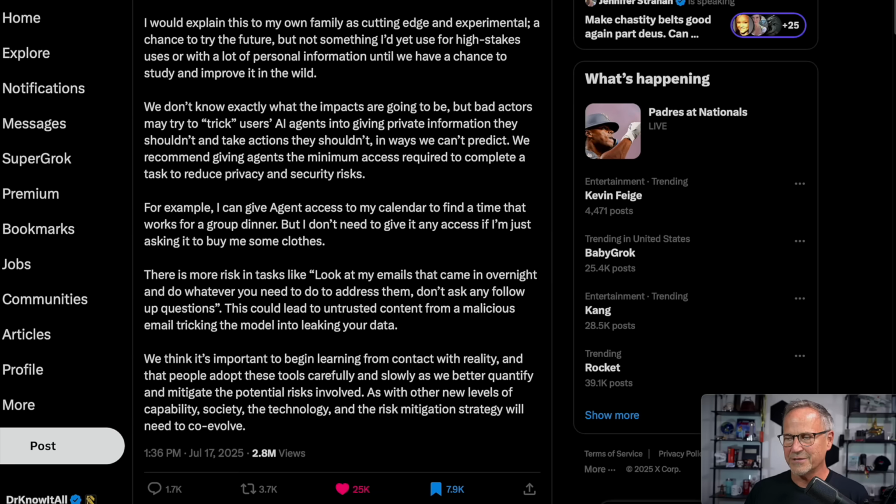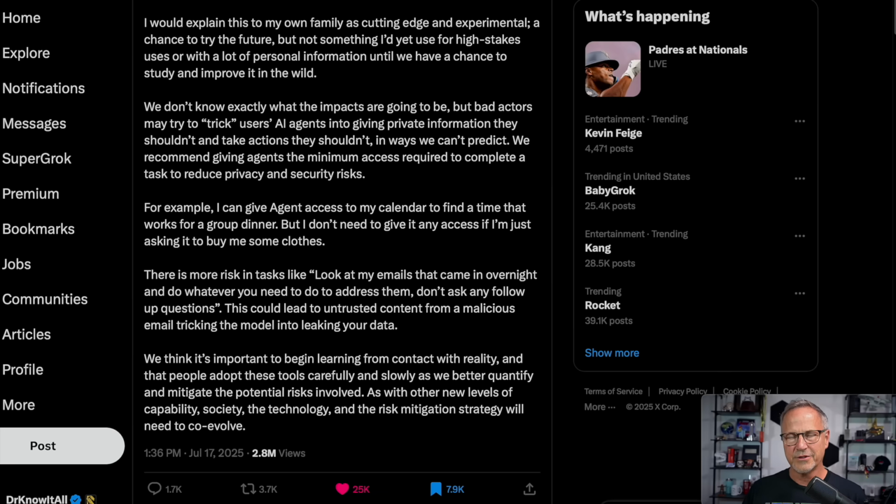We think it's important to begin learning from contact with reality and that people adopt these tools carefully and slowly as we better quantify and mitigate the potential risks involved. As with other new levels of capability, society, the technology, and the risk mitigation strategy will need to co-evolve. So clearly they are taking this model seriously in terms of the risk involved, but they also think it has such an upside in terms of its utility and its abilities that they think it's worthwhile.